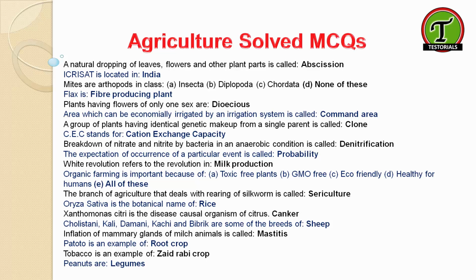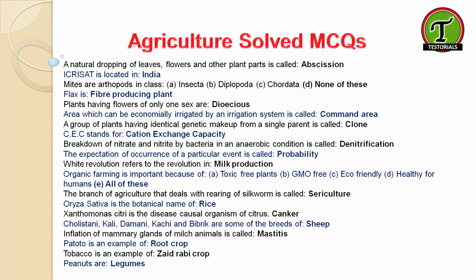122. ICRISAT is located in India. 123. Mites are arthropods in class A. Insecta, B. Diplopoda, C. Chordata, D. None of these. 124. Flax is a fiber-producing plant. 125. Plants having flowers of only one sex are dioecious.